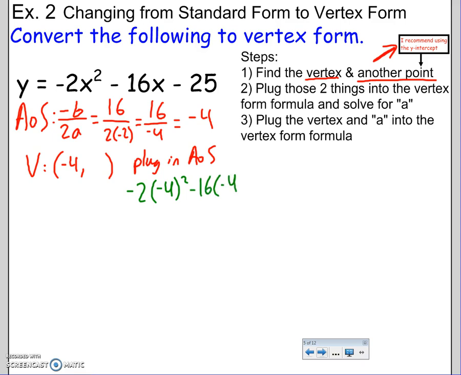16 times -4 minus 25. If you type that in the calculator, let's see, 16 times -4 is -64, and -2 times 16 is -32, so positive 32 minus 64 minus 25 is 7. Alright, so that's the 7. That's my vertex. So I found the first one. I need another point.